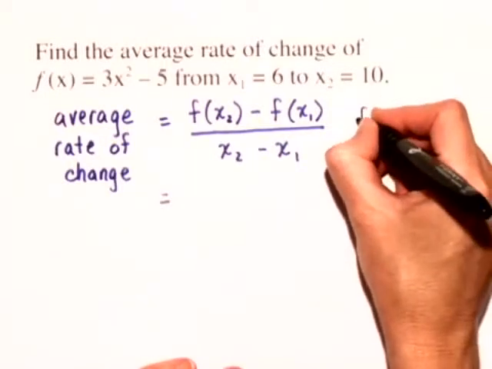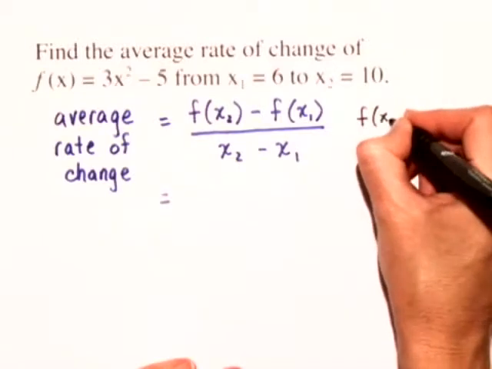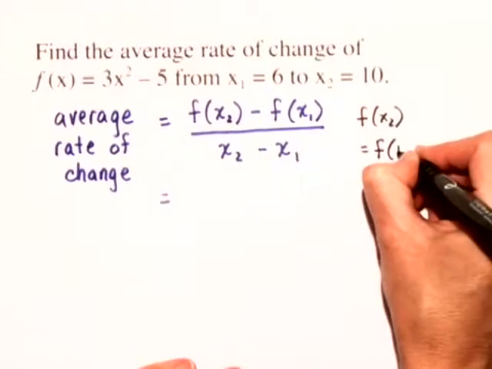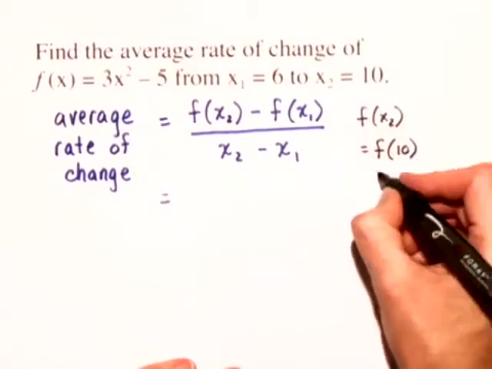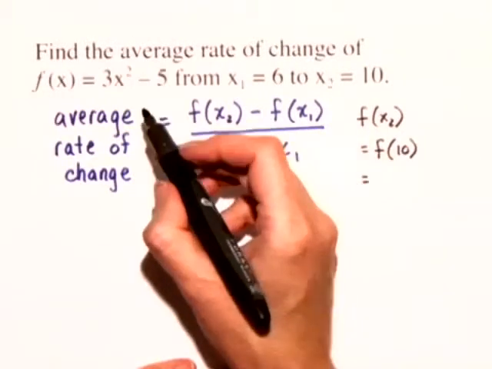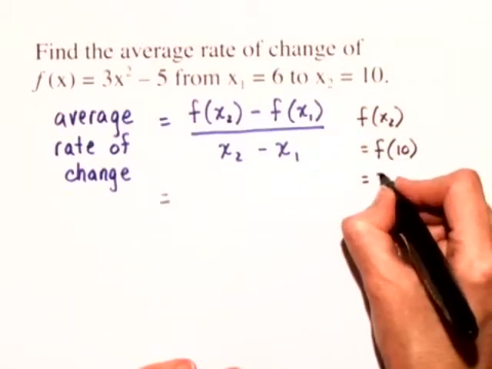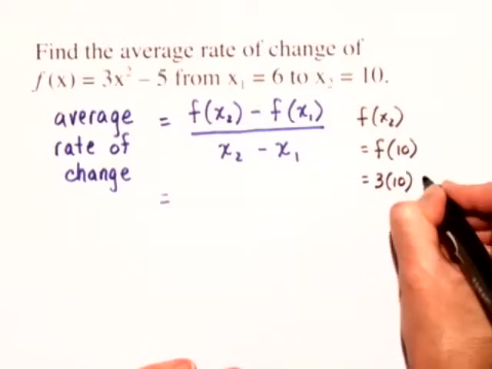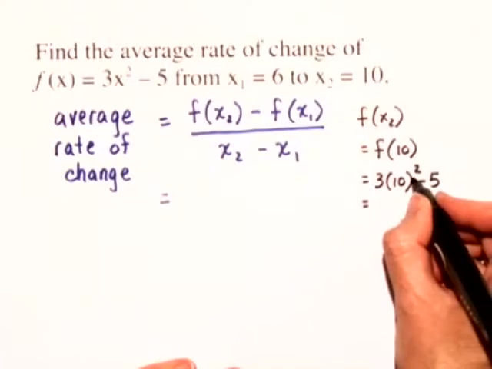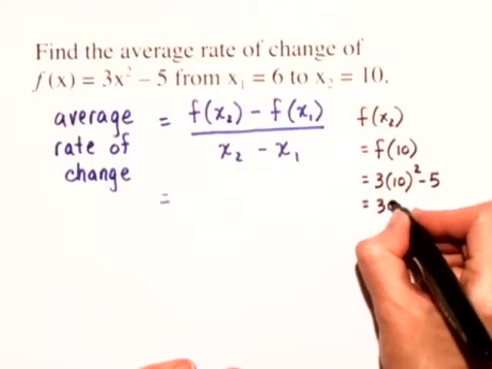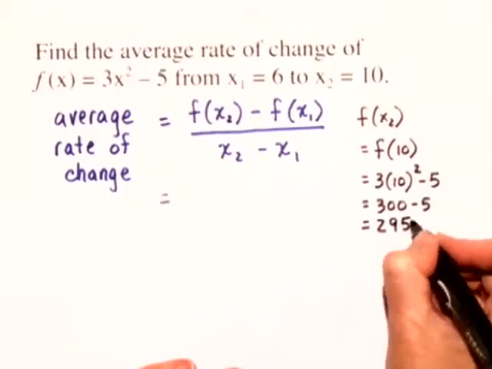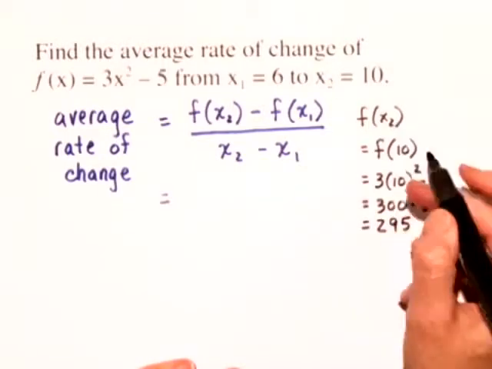So we have f of x sub 2, and that is going to equal f of 10, since x sub 2 is equal to 10, and that's equal to, we'll substitute 10 everywhere we see an x in f of x. So we have 3 times 10 squared minus 5. Well, 10 squared is 100. 100 times 3 is 300. So 300 minus 5 gives us 295. That's f of x sub 2.